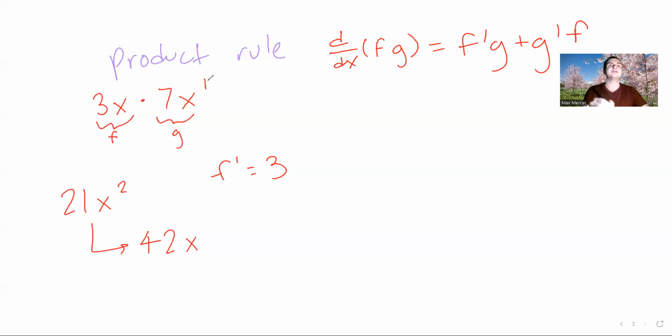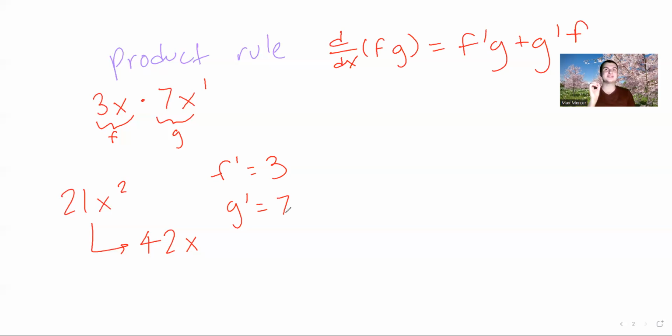For example, 7x to the first power, we multiply 1 to the front. That is 7x to the 0th power. And then x to the power of 0 is just 1. So a number to the power of 0 is just 1. And I'll probably make a fun little proof of that later. So I will say g prime is equal to 7.